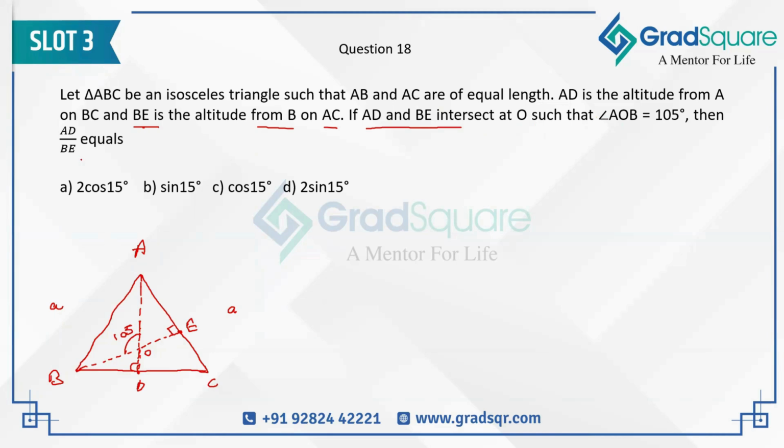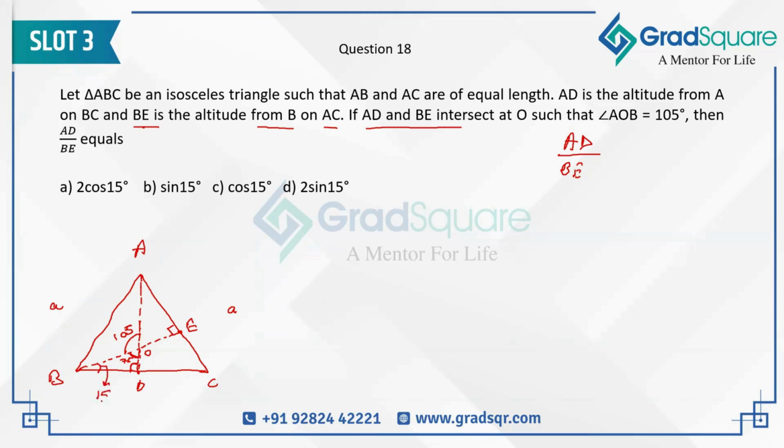Then AD by BE is equal to what? So you are looking at the value of AD by BE. Now, if you look at this triangle closely, you will realize that the angle BOD will turn out to be 75 because AD is a straight line. Now, angle BOD is 75 and angle D over here is 90 degrees. So this angle present over here must be 15.